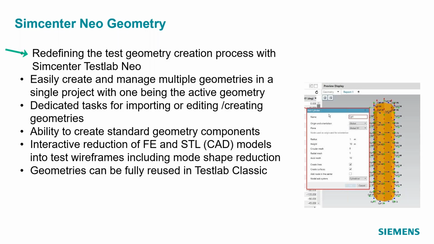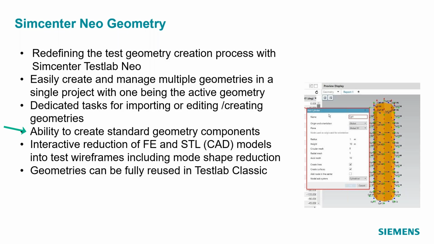So in Neo, we're trying to redefine the test geometry creation process. It's a way to easily create and manage multiple geometries in a single project. So rather than just having a single geometry, we can have multiple. You can choose which one is the active geometry, and then you're allowed to edit the active geometry. If you go to display any modes or operating deflection shapes, those will operate on the active geometry. And then there are dedicated tasks for importing or editing, creating these geometries.